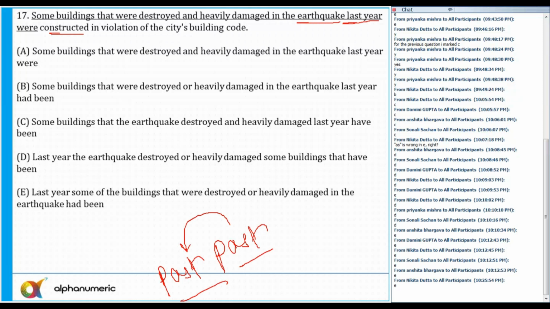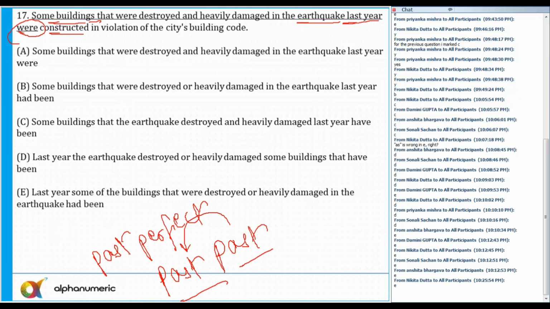So we will have to use the past perfect tense. So "were" is not possible, because "were" is the simple past. Because two things: first, last year the earthquake happened, and before that the building had been constructed, right? Which means that we'll have to use past perfect. So "were" is not possible, that is one mistake.